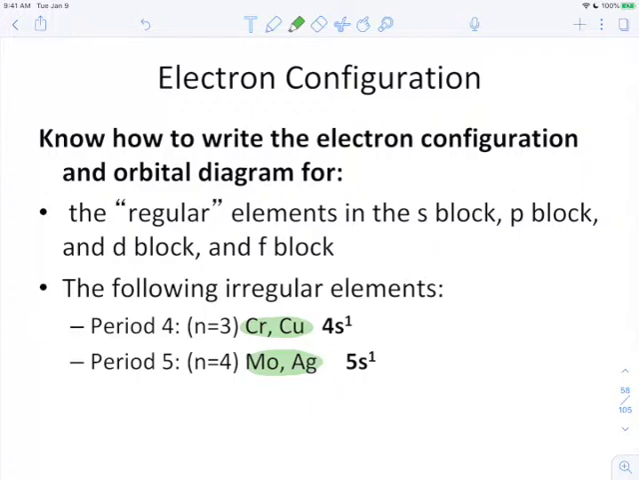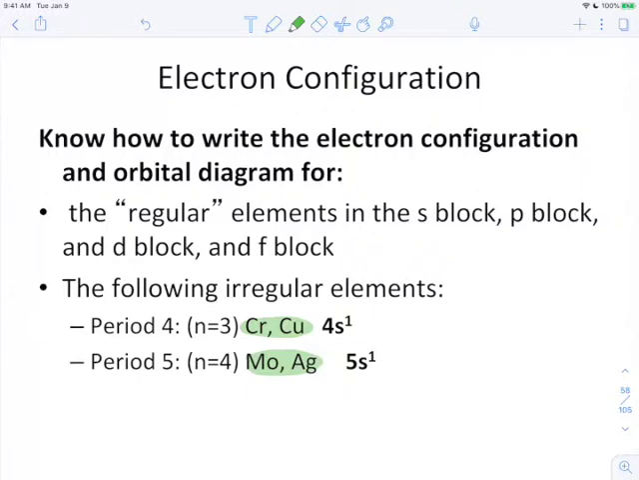So the d's and the f's have lots and lots of irregulars. So if you're ever doing configurations just to practice, and then you look at a table and you're like, hey, I didn't know that one was irregular. The teacher told me there was only 4 irregulars. Well, there are actually lots of them. I'm only making you memorize 4. And anything else I give you on a test or quiz will be a regular configuration. But just be aware that there are lots of irregulars throughout the d and the f block.